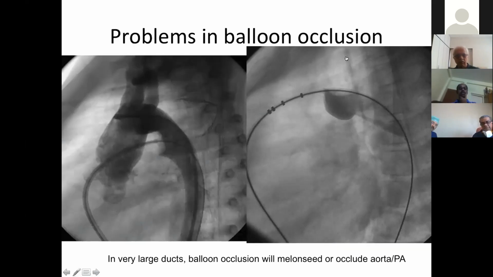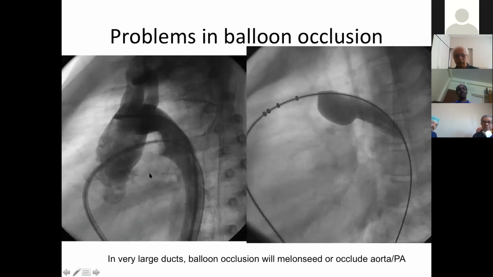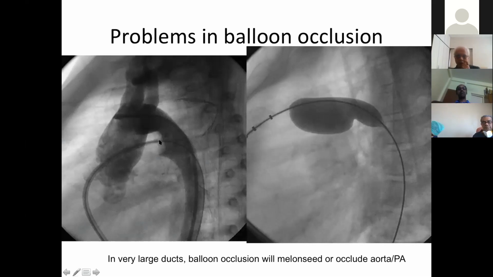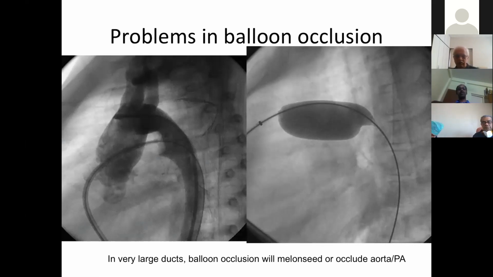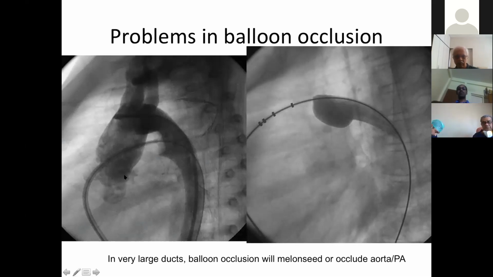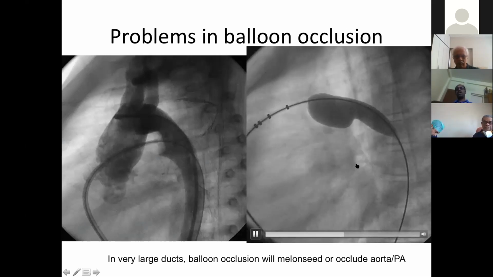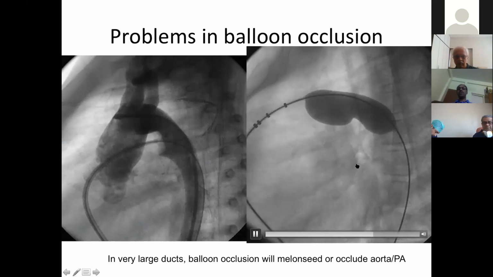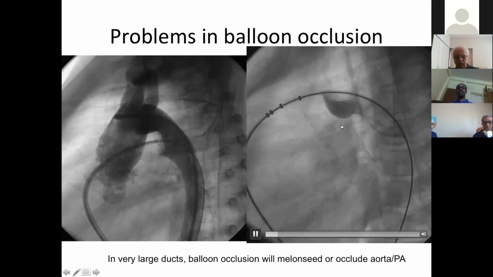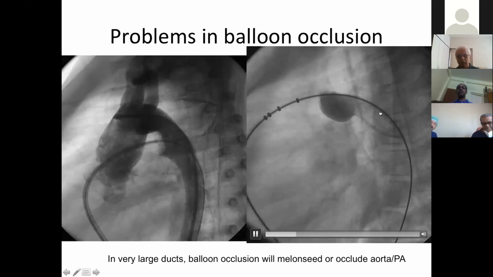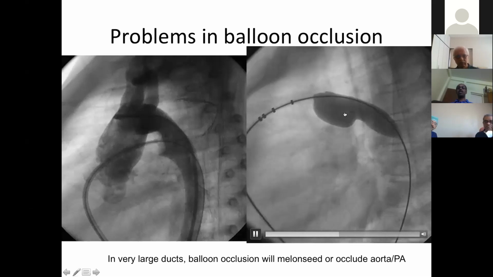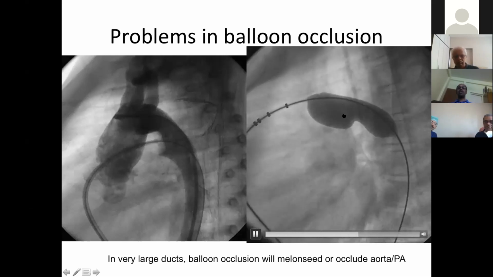What are the problems in balloon occlusion? In relatively smaller patients, you may be able to occlude the ductus completely with some small spherical balloons, which neither protrude into the aorta nor protrude into the pulmonary artery. However, in larger patients, when you use larger balloons, they either try to get melon seeded or they occlude either the descending aorta or the main pulmonary artery, or the third one is lack of stability of this balloon.